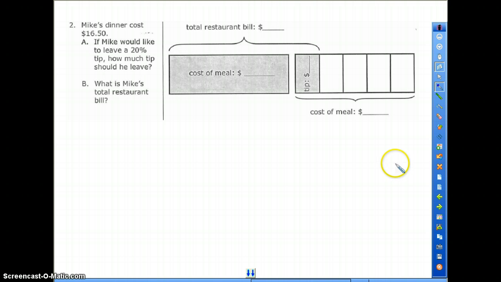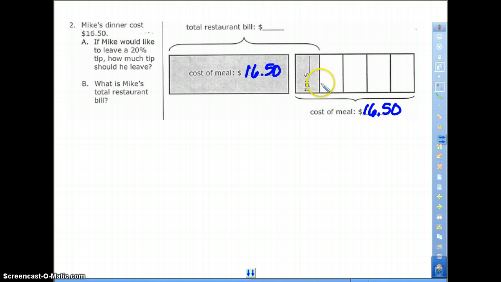Number 2. Mike's dinner cost $16.50. Okay, that's the cost of the meal, and that represents the entire length of this bar right here. Mike would like to leave a 20% tip. How much tip should he leave? Well, the 20% tip is based on the entire cost of the meal. That's why this bar here is exactly the same length as this bar here, because this bar represents the cost of the meal. So let's write $16.50 in here.